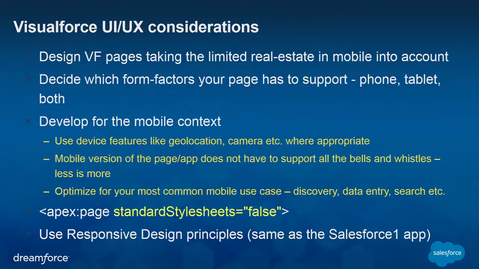Develop for the mobile context, right? Geolocation, camera, you can use those features where they're appropriate, right? Where you can. If you know that your folks are downloading and leveraging the hybrid container, they're installing it from the App Store, you're encouraging that, then that container has built into it the ability to leverage the camera, geo positioning, and other device capabilities, right?